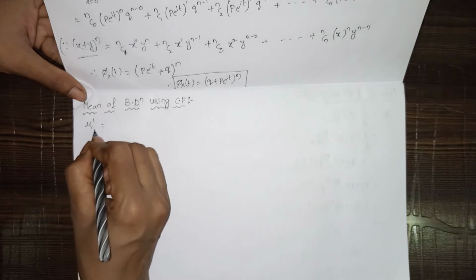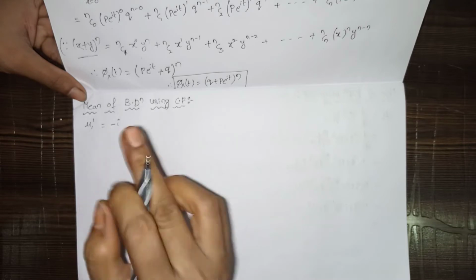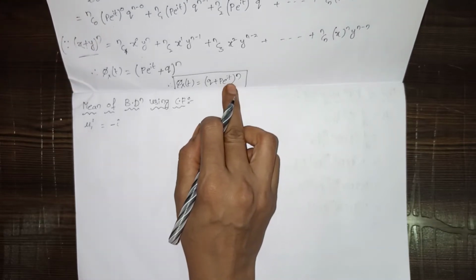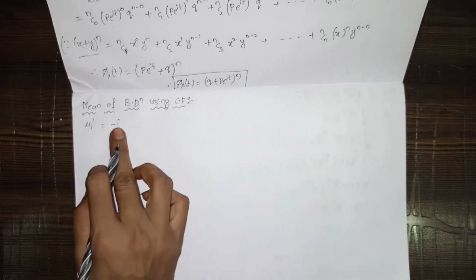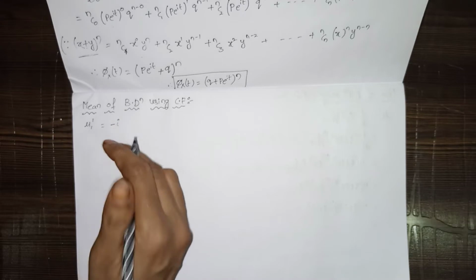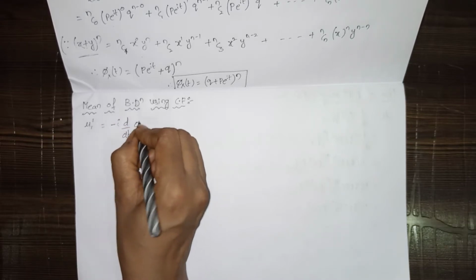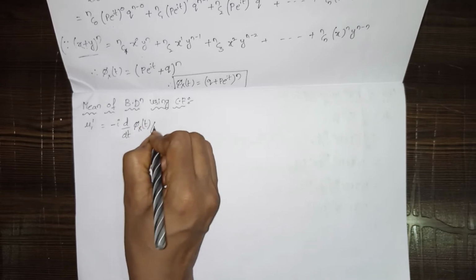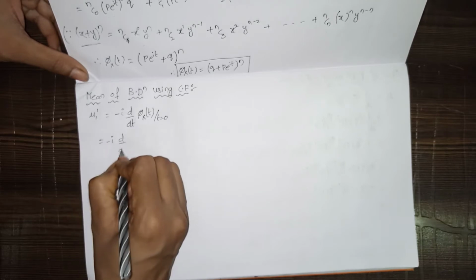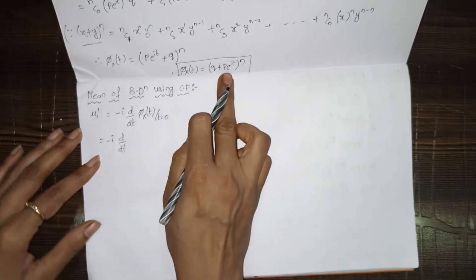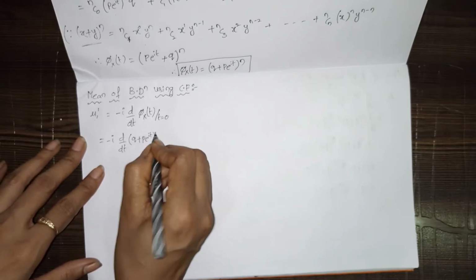Okay, so for that we have to write mu1 dash equals minus i. We have to include it. Why? Because in the characteristic function we have the i variable, so in order to eliminate that i variable, we include i here. So minus i d by dt of phi x of t, where t equals 0. Minus i d by dt of phi x of t, in the sense q plus p into e power it whole power n.